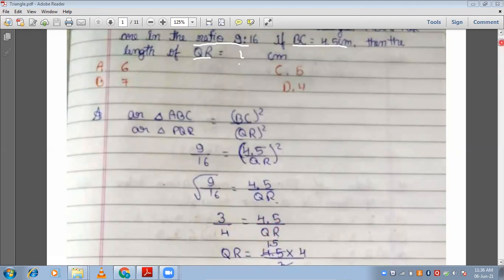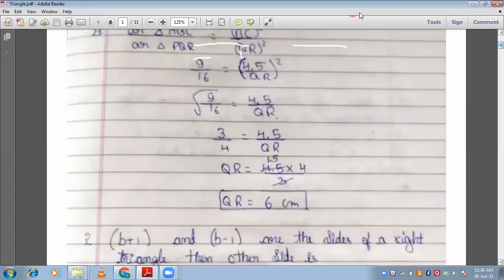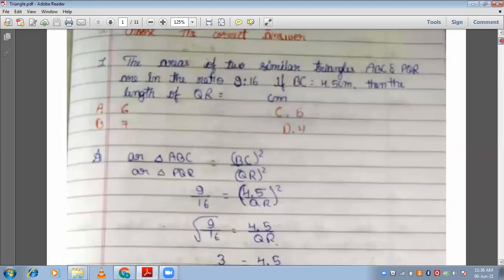QR is equal to 4.5 into 4 divided by 3. You will get QR is equal to 6 centimeters. So which option is right? Option A is correct.